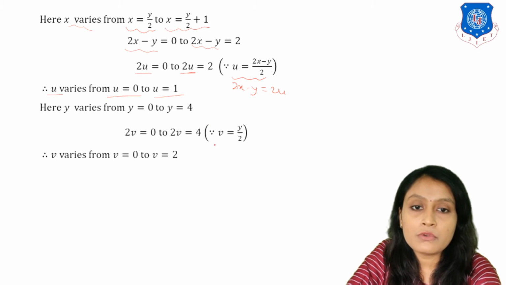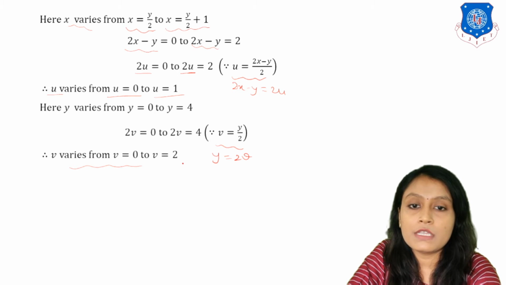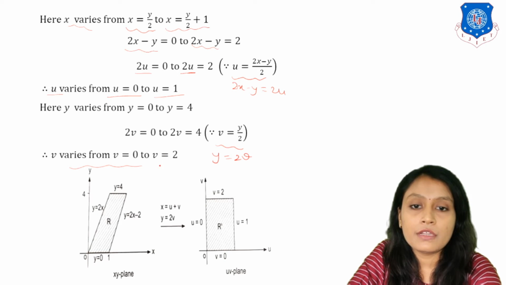And we have supposed this v as y by 2. So we can write this y as 2v. So in place of y here just write down 2v. So we have 2v is equal to 0 to 2v is equal to 4. So we will get the limit of v from v is equal to 0 to v is equal to 2. Now we will find the graph.